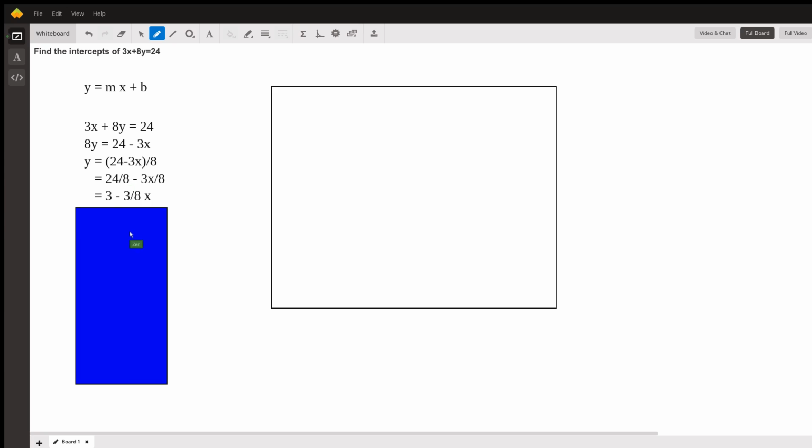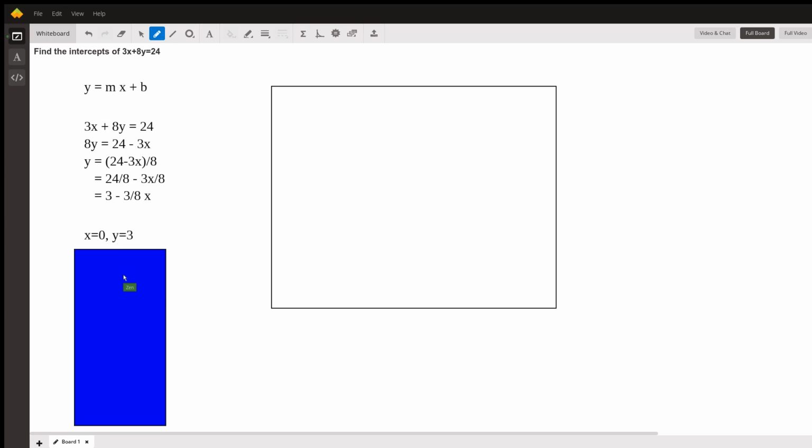So essentially, your formula is y equals minus 3/8 x plus 3. That is the slope-intercept form. So really, when x equals 0, y is equal to 3. That's what this equation is showing us. Slope-intercept form is y equals mx plus b, with m being the slope, which is minus 3/8, and b being the y-intercept, which is 3.